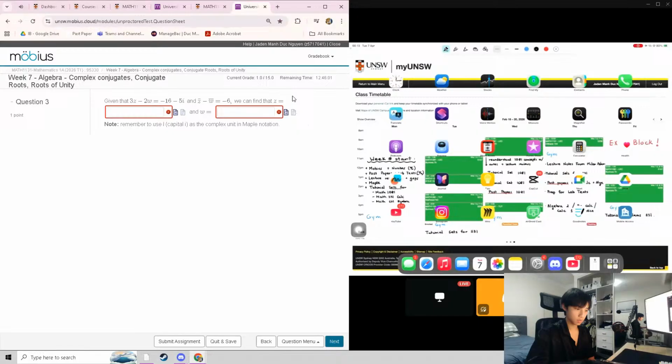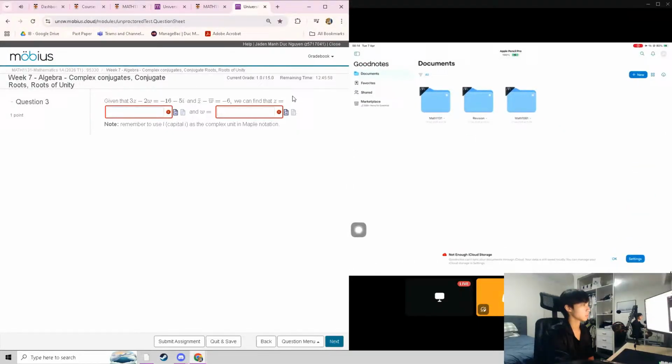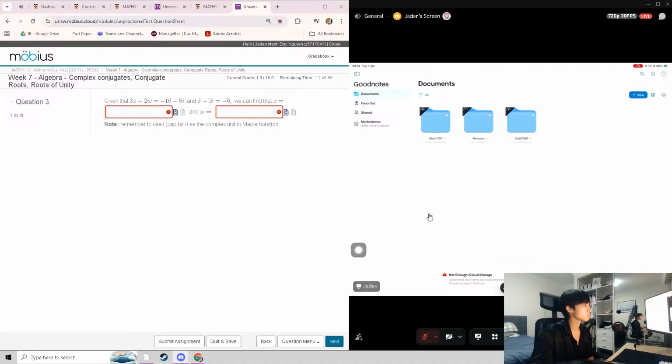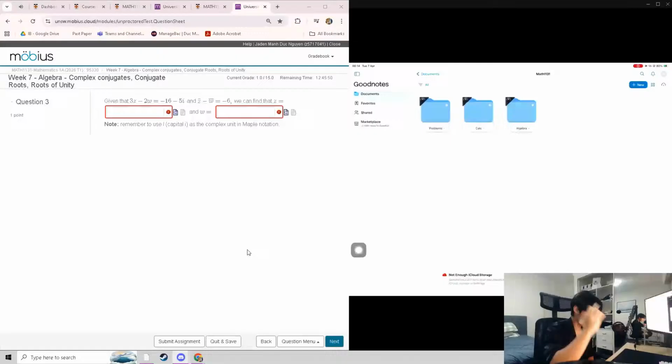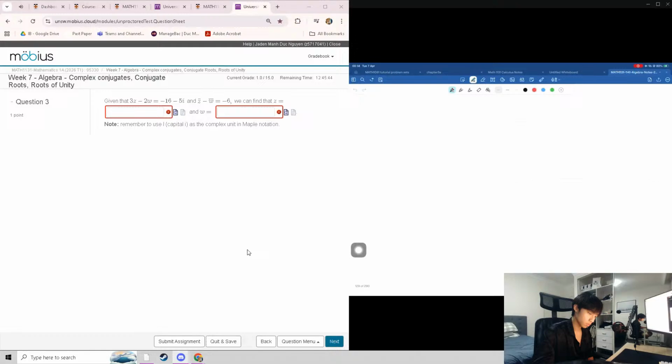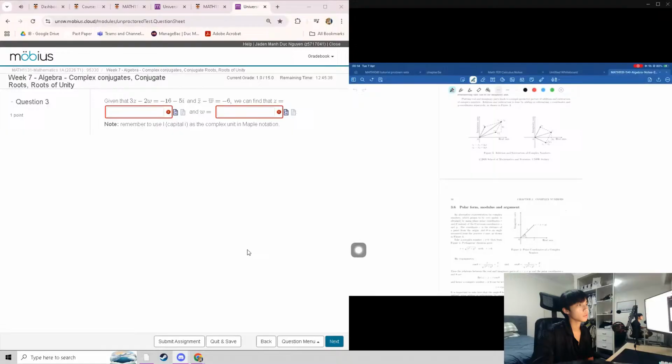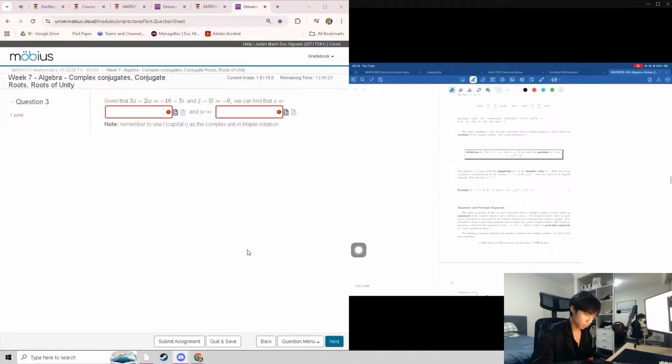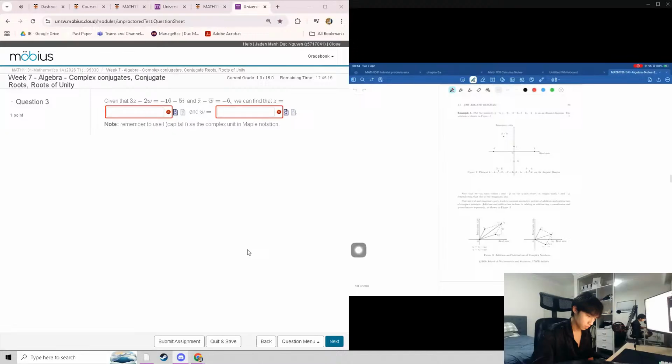Good old algebra. Given that 3z minus 2w is equal to that, and the conjugate is that, we find that z and w are that. I'm just gonna go backwards from equal.